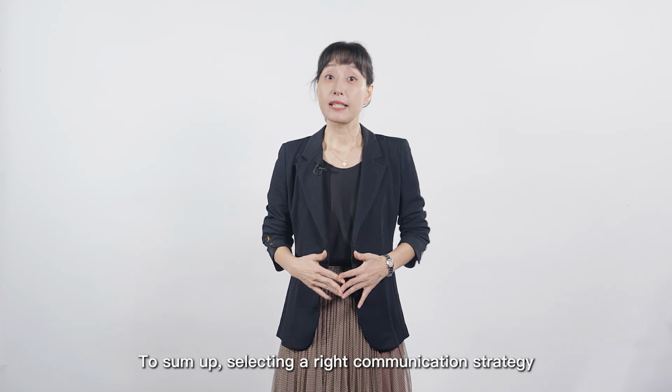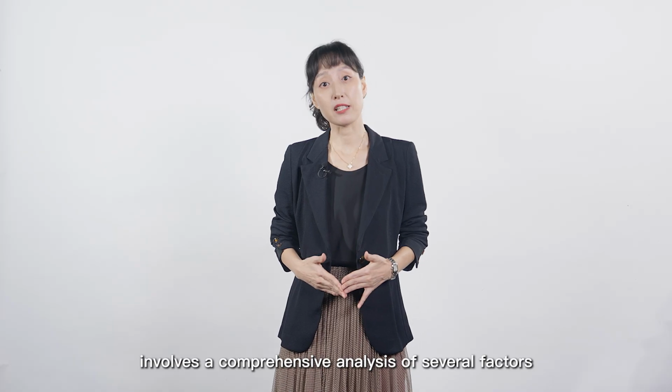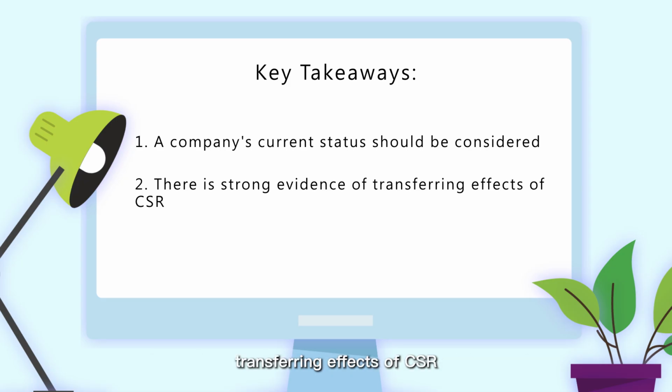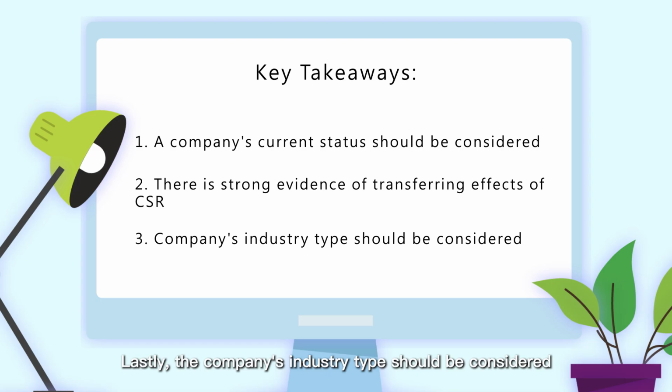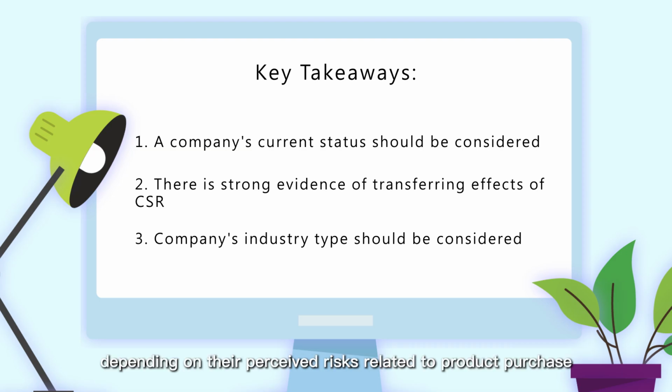To sum up, selecting the right communication strategy involves a comprehensive analysis of several factors. First, a company's current status should be considered. Second, remember that there's strong evidence of transferring effects of CSR, which indicates that commitment to CSR can be more beneficial. Lastly, the company's industry type should be considered because consumers have varying preferences for CA and CSR strategies depending on their perceived risk related to product purchase.